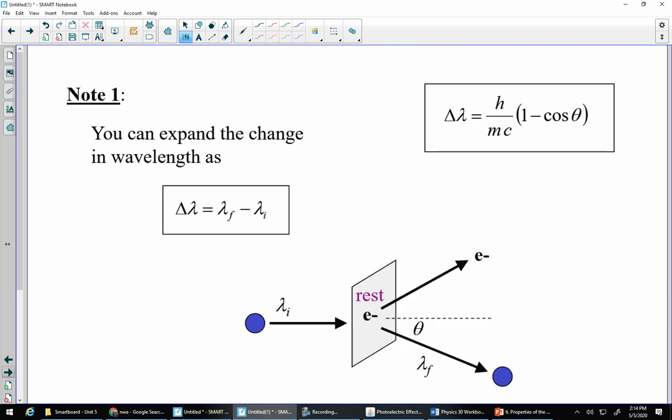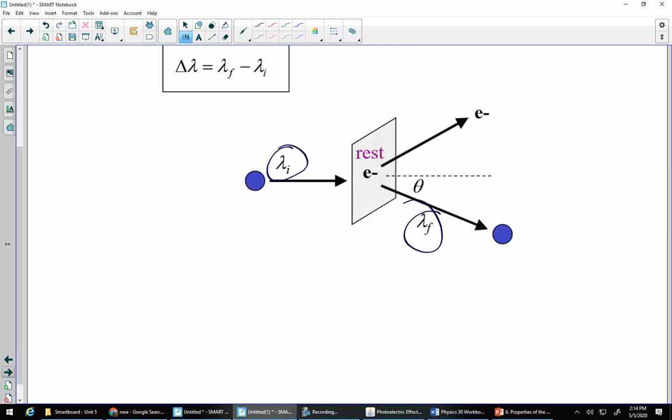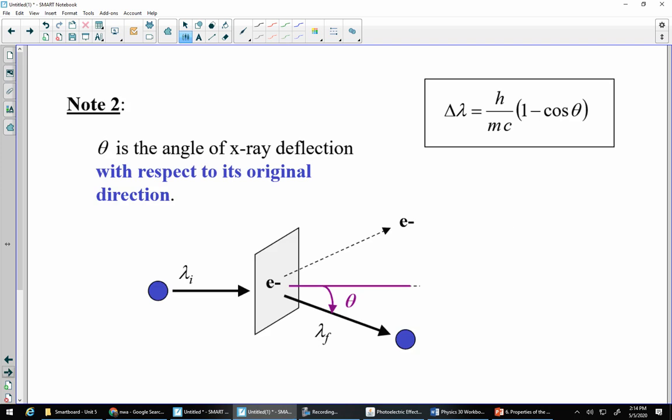So first and foremost, the change in wavelength. If we're ever dealing with change in anything, it's final minus initial. So sometimes questions might give you the initial wavelength and ask you for the final wavelength. So if we can solve for the change in wavelength, we can solve for the final wavelength. Cool, so that's one quick note: change in anything is final minus initial. The second note, theta is very, very, very specific.